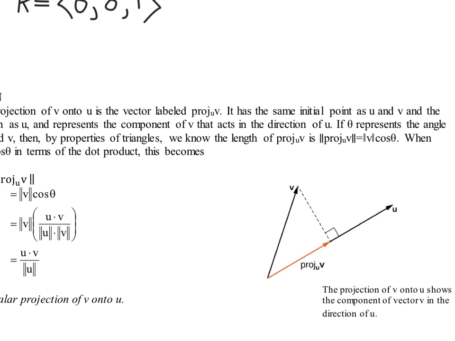All right, so this is the vector projection of V onto U. It has the same initial point as U and V, and the same direction as U. It represents the component of V that acts in the direction of U. There are a lot of words here, but I'll get into the specifics in a minute. If theta is the angle between them, that's the important piece.